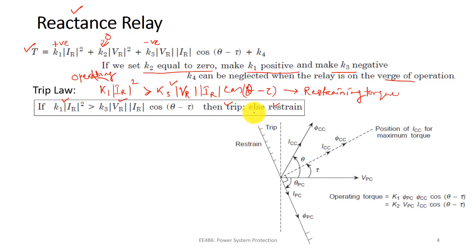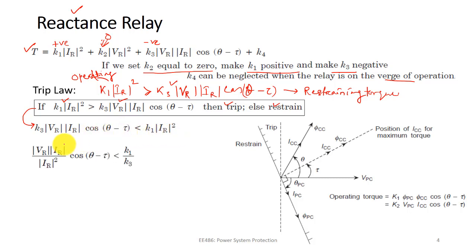Now we can see the phasor diagram. Already we have seen how the torque is developed for the directional element and how the torque is developed for the current element. Now from this equation we see that K3 VR IR cos of theta minus tau should be less than K1 IR square.